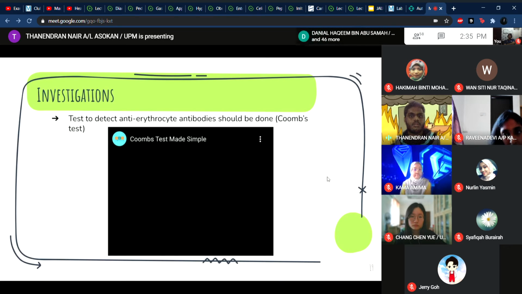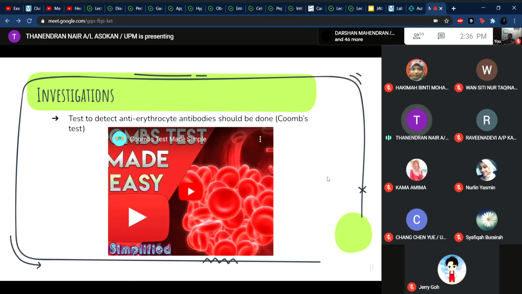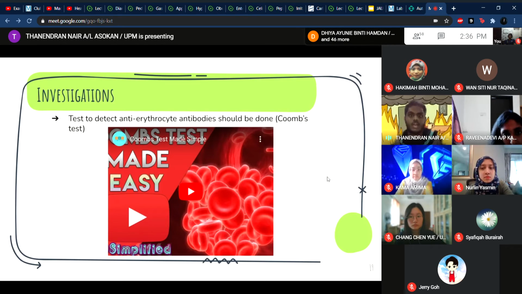Now this is a test to detect anti-erythrocyte antibody. So this is a lab test that will be done in the case where we have autoimmune hemolytic anemia. If your diagnosis is autoimmune hemolytic anemia, you need to perform a laboratory investigation called the Coombs test to confirm your diagnosis. There's a short video over here I think you can all watch to understand the Coombs test, because I believe this video explains it very simply.